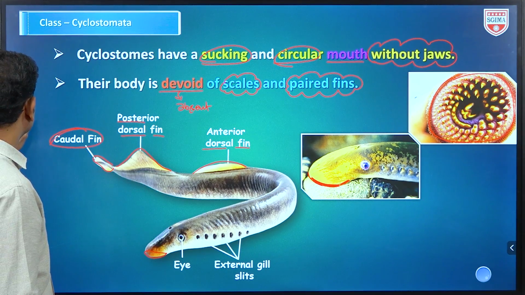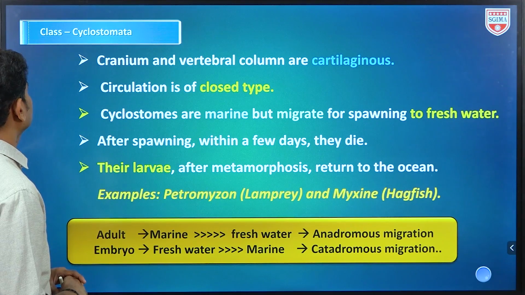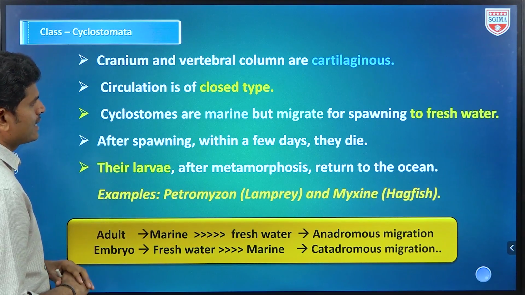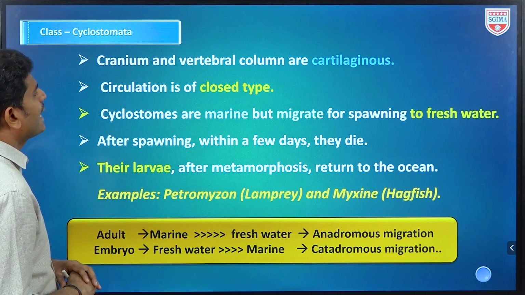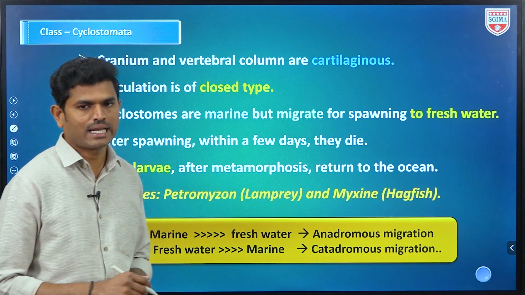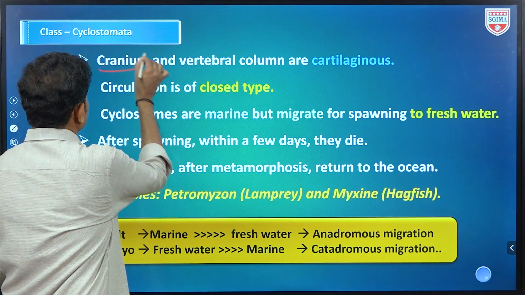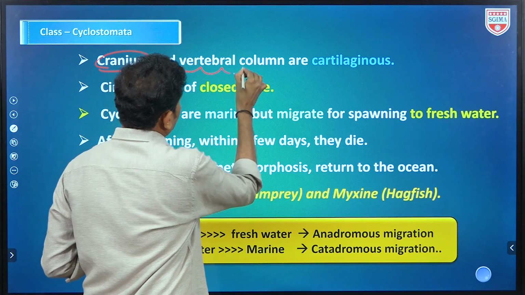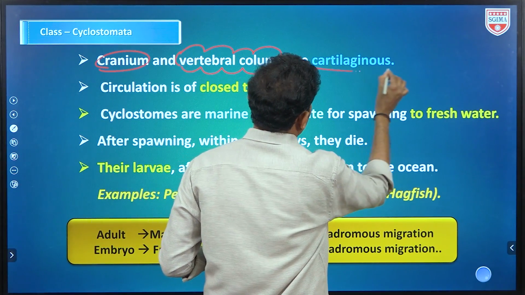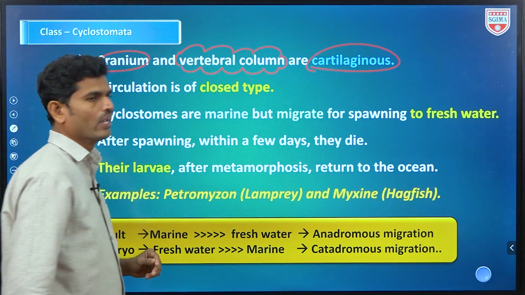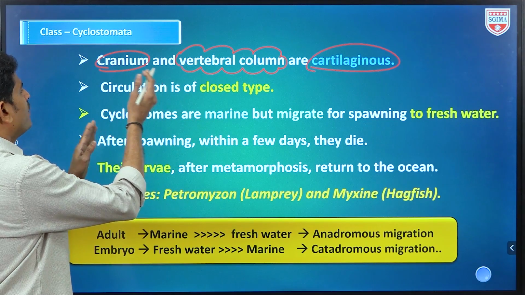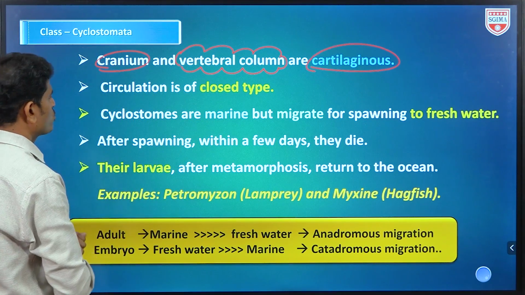Okay, next. Again, the remaining characters of Cyclostomata we will see on the slide. Cranium and vertebral column are cartilaginous. So in these organisms the cranium is present, and next the vertebral column is also present, but they are not bony. They are made up of which one? Cartilage. Important point. Okay, so a cartilaginous vertebral column and cranium are present in these cyclostomes.